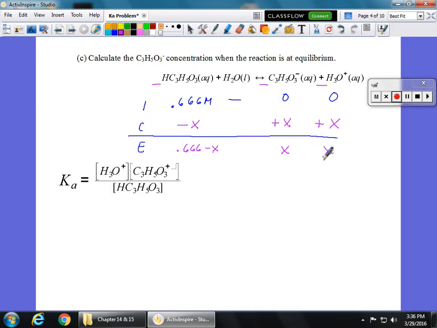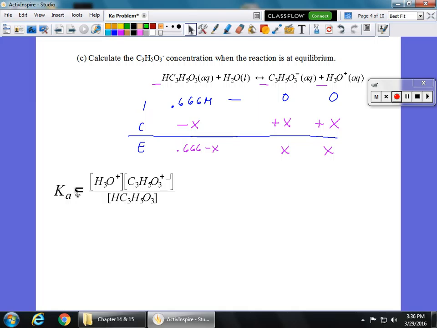And we're going to substitute these values into the equilibrium expression, right? So we already know what the Ka is. It's given to you in the beginning of the problem, in the prompt. And that Ka value is 1.38 times 10 to the negative fifth. That is equal to, okay, we're going to substitute in the hydronium, which was X, and the conjugate base, which was X. And we're going to put that over our acid, which was 0.666 minus X.